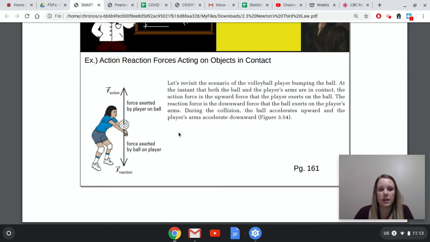Example vertically like this. Action, hitting a volleyball up. Reaction force is that the volleyball is exerting a force back on the person's hands.